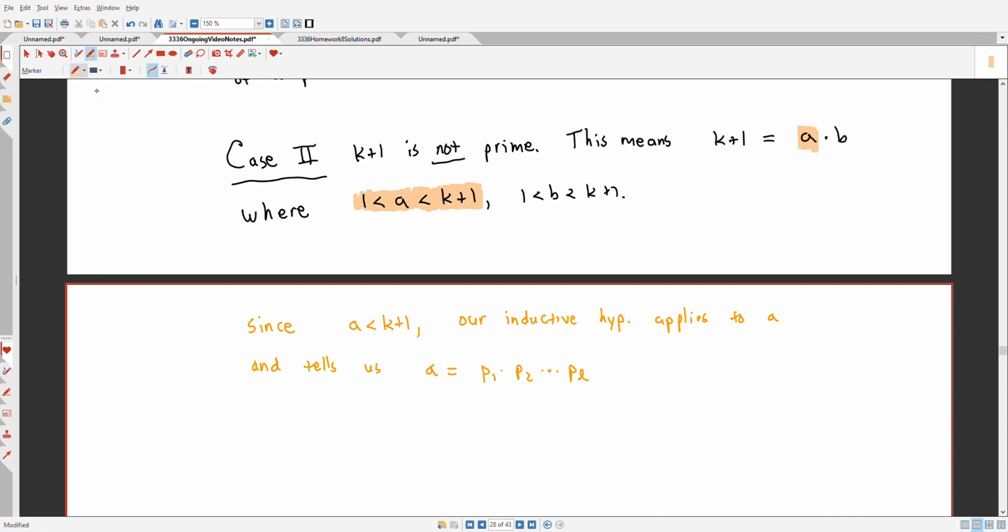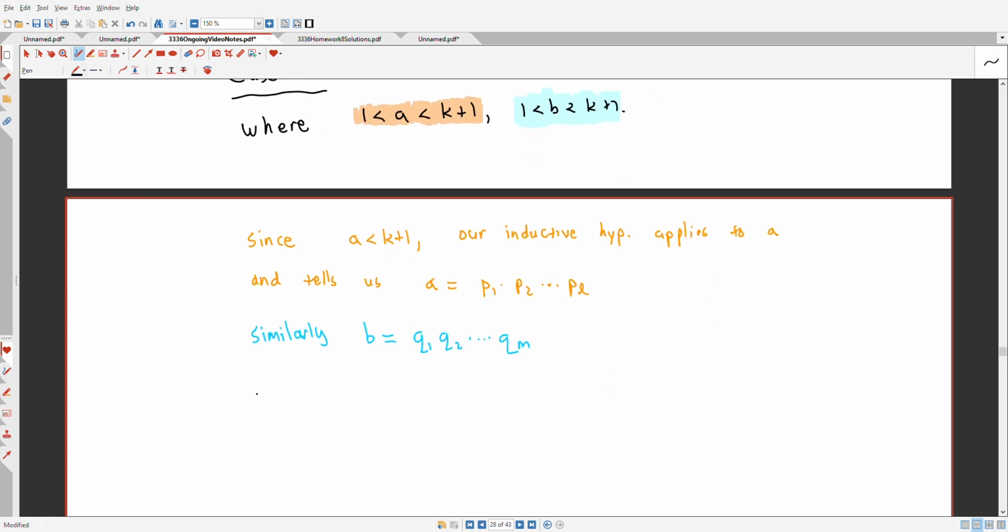Similarly, the number b is less than k plus 1. And so our strong inductive hypothesis applies to the number b. Similarly, b is equal to a product of a bunch of primes, I'll call them q's, and I don't know how many there are, maybe there's m of them, where each p_i and q_i is prime.